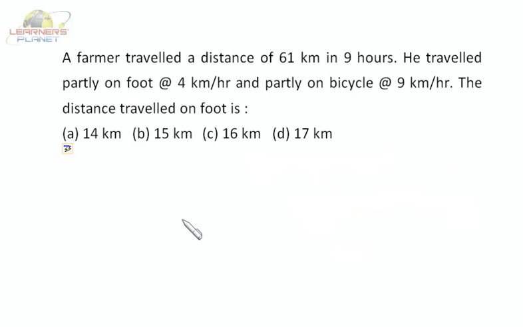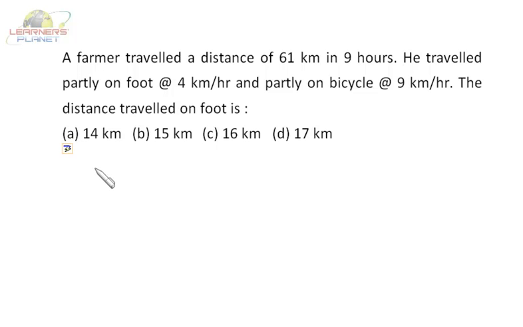Now friends, let's take this question. A farmer traveled a distance of 61 km in 9 hours. He traveled partly on foot at 4 km per hour and partly on bicycle at 9 km per hour. We have to calculate the distance traveled on foot. Friends, a very interesting question, and we have already discussed the alligation technique.